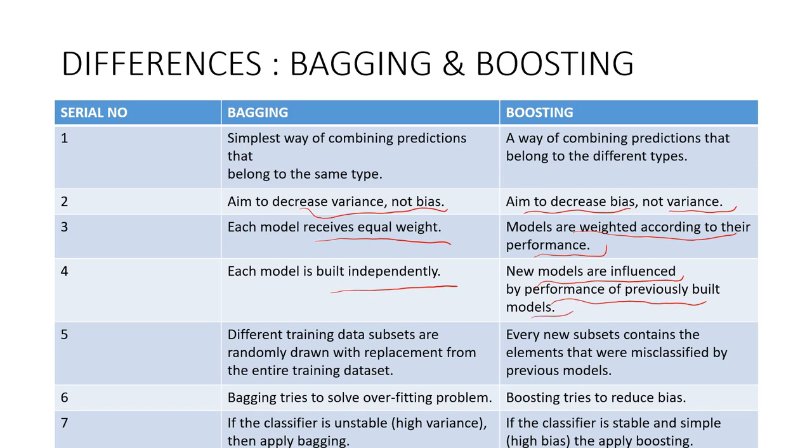In bagging, different training data subsets are randomly drawn with replacement from the entire training data set. In boosting, every new subset contains the elements that were misclassified by previous models. Bagging tries to solve the overfitting problem. Boosting tries to reduce bias. If the classifier is unstable, that is, high variance, then apply bagging. If the classifier is stable and simple, that is, high bias, apply boosting. So these are all the differences between bagging and boosting.